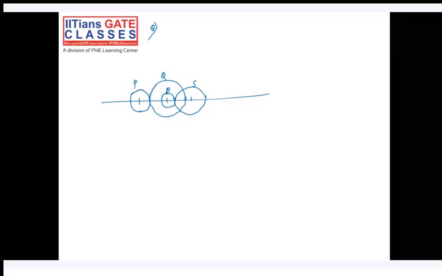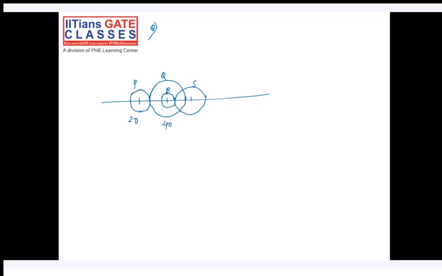PQRS. This is gear P, gear Q, gear R, and then we have gear S. P, Q, R, and S. So this is the given data. The number of teeth on P is 20, on Q we have 40, then we have 15, and then again we have 20. This is how the number of teeth are given.